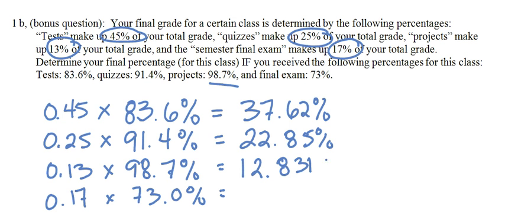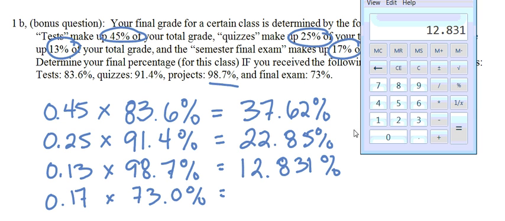12.831. And this is what the computer does for us. As teachers, it automatically does that calculation for us, and that's kind of nice. I mean, there's a lot of people that cannot do these types of calculations, and that's why I want to teach you how to do this. And then 0.17 times 73, so 12.41.